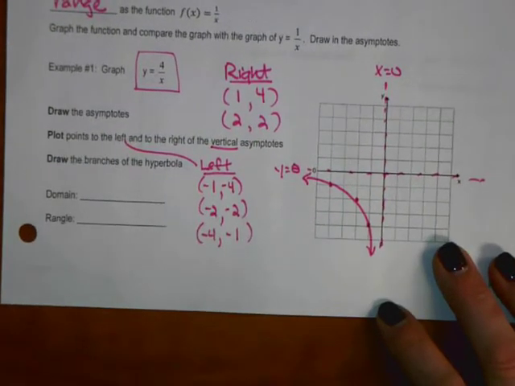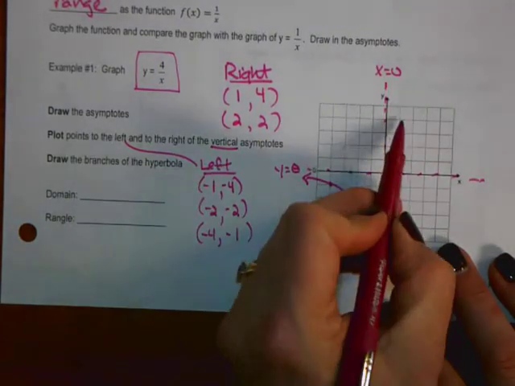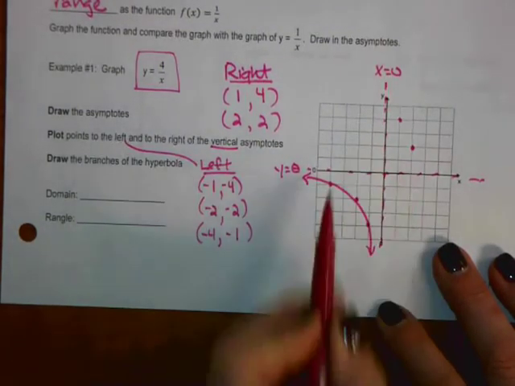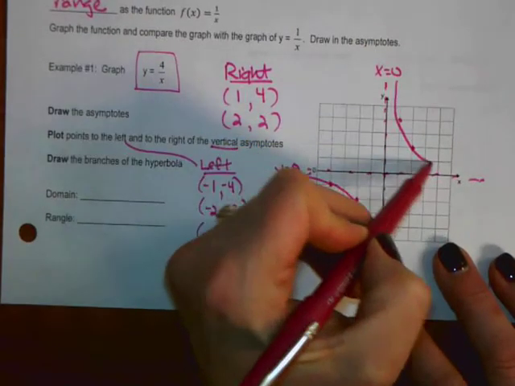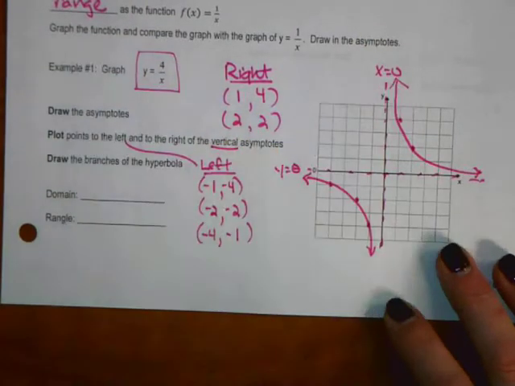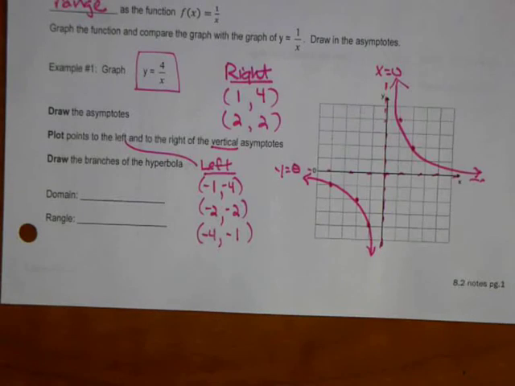Now they don't touch the asymptotes. The branches don't. And then over here is 1 and 4, 2 and 2. And these are all symmetrical. So you have to draw them symmetrical as close as you can get them so they look similar to each other. And then you have your branches. So that's not too bad, right?